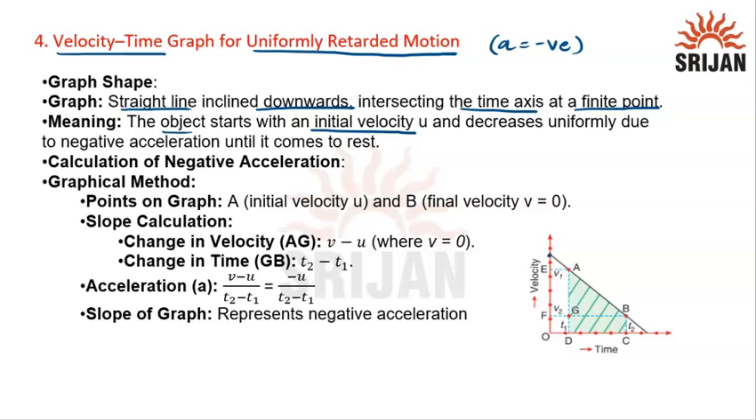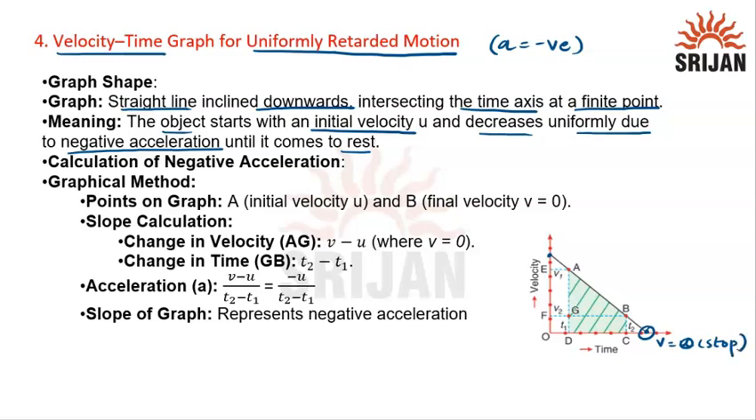As the object has started from here, the object has some initial velocity u and decreases uniformly due to negative acceleration. The velocity is decreasing, that's why the graph goes in a downward direction and it will come to rest when it intersects the time axis. So at this point, we can say that the object comes to rest. This is the stop position.